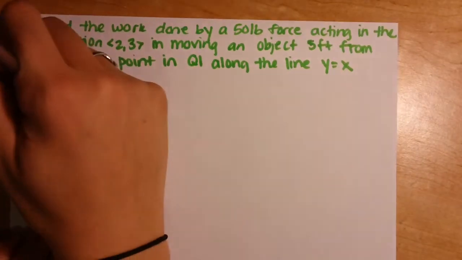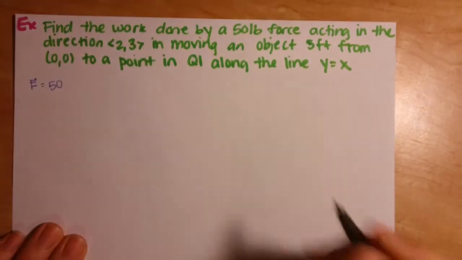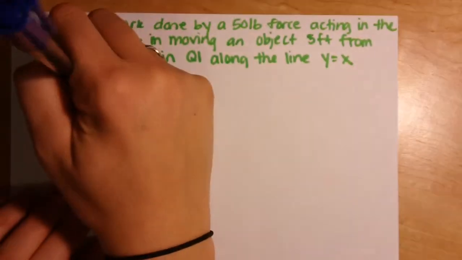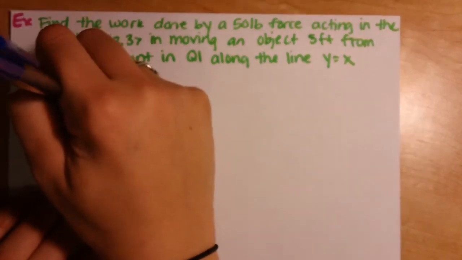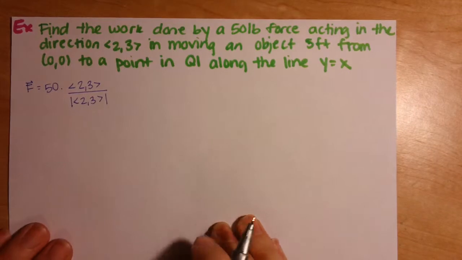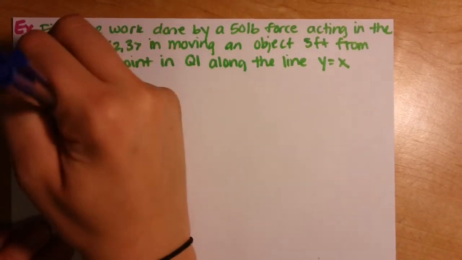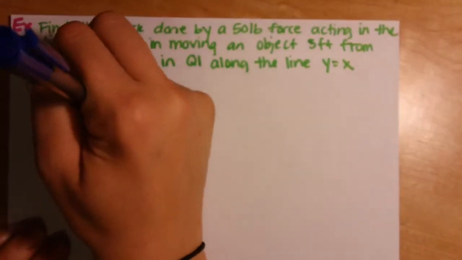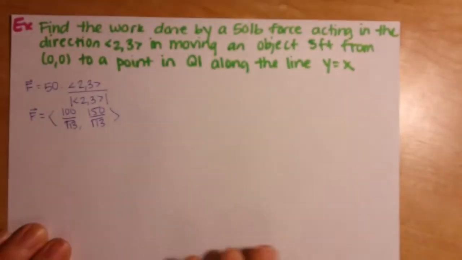So our force is 50 pounds, and it's going in the direction of ⟨2, 3⟩. And we want to make sure that it has a magnitude of 50. So we're going to make this a unit vector. So this equals ⟨100 over the square root of 13, 150 over the square root of 13⟩. Okay, so that's just my force vector.